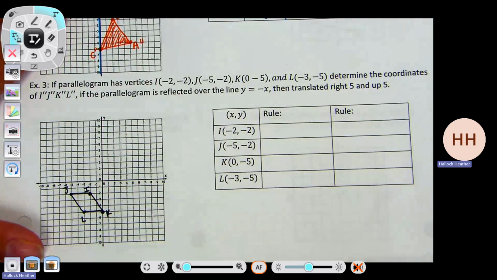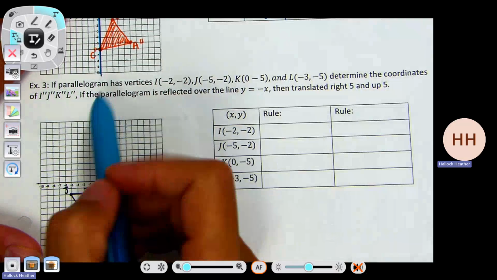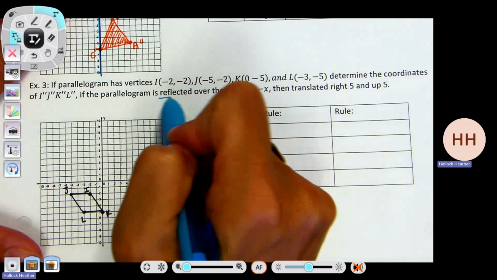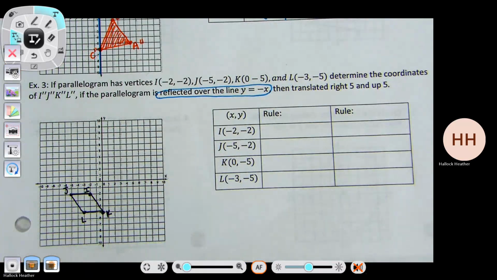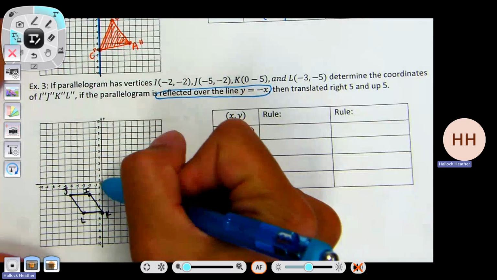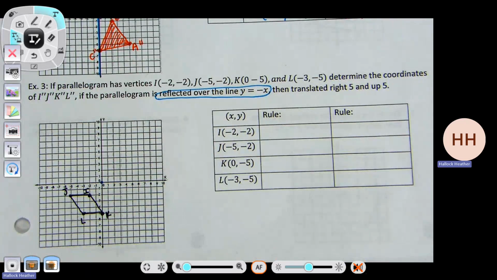Okay, so the first thing we got to do, it says determine the coordinates of it after a reflection over the line y equals negative x. How does this line look? Crooked. It's crooked again, but this is a negative slope. So whenever you're starting at 0, 0 this time, it's going to be a negative line.